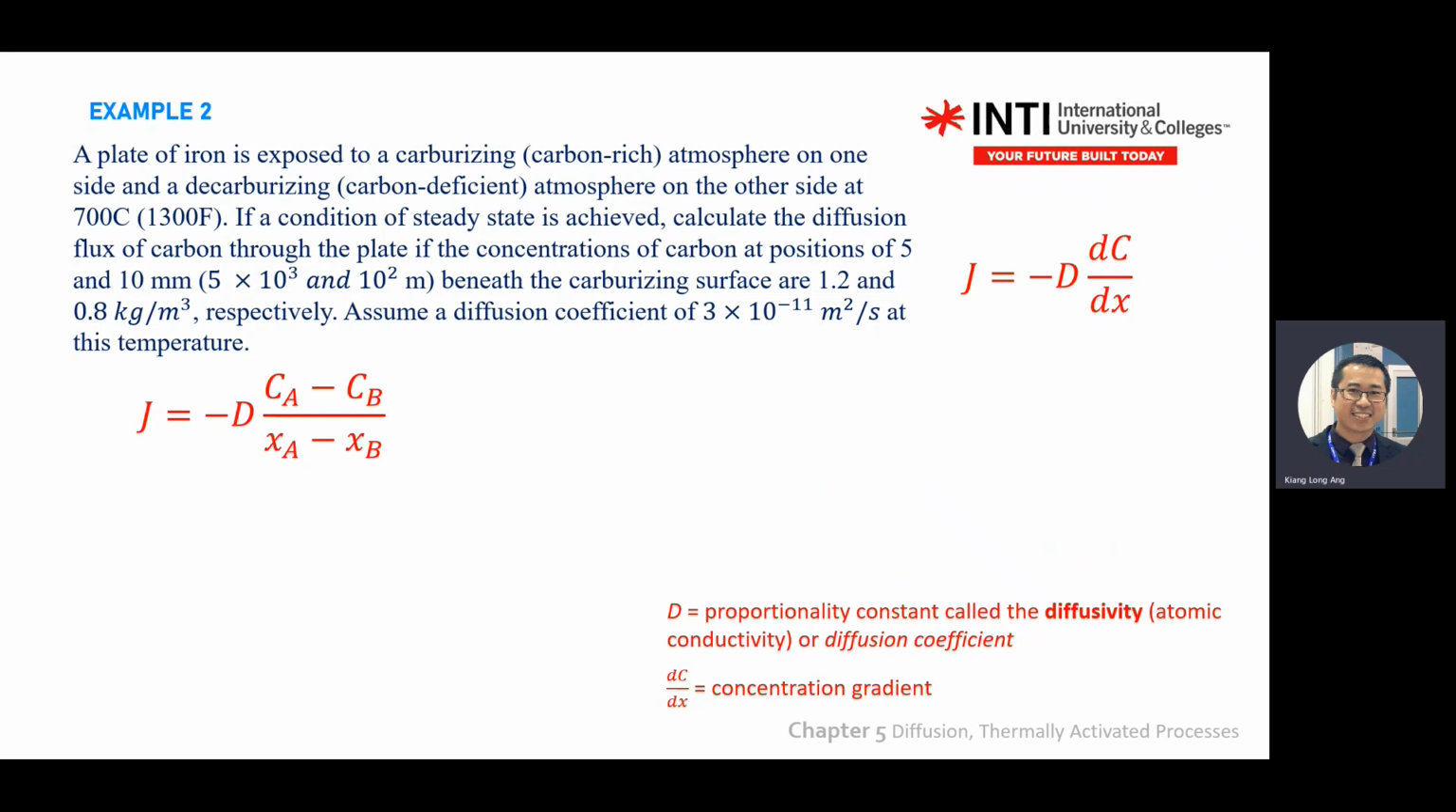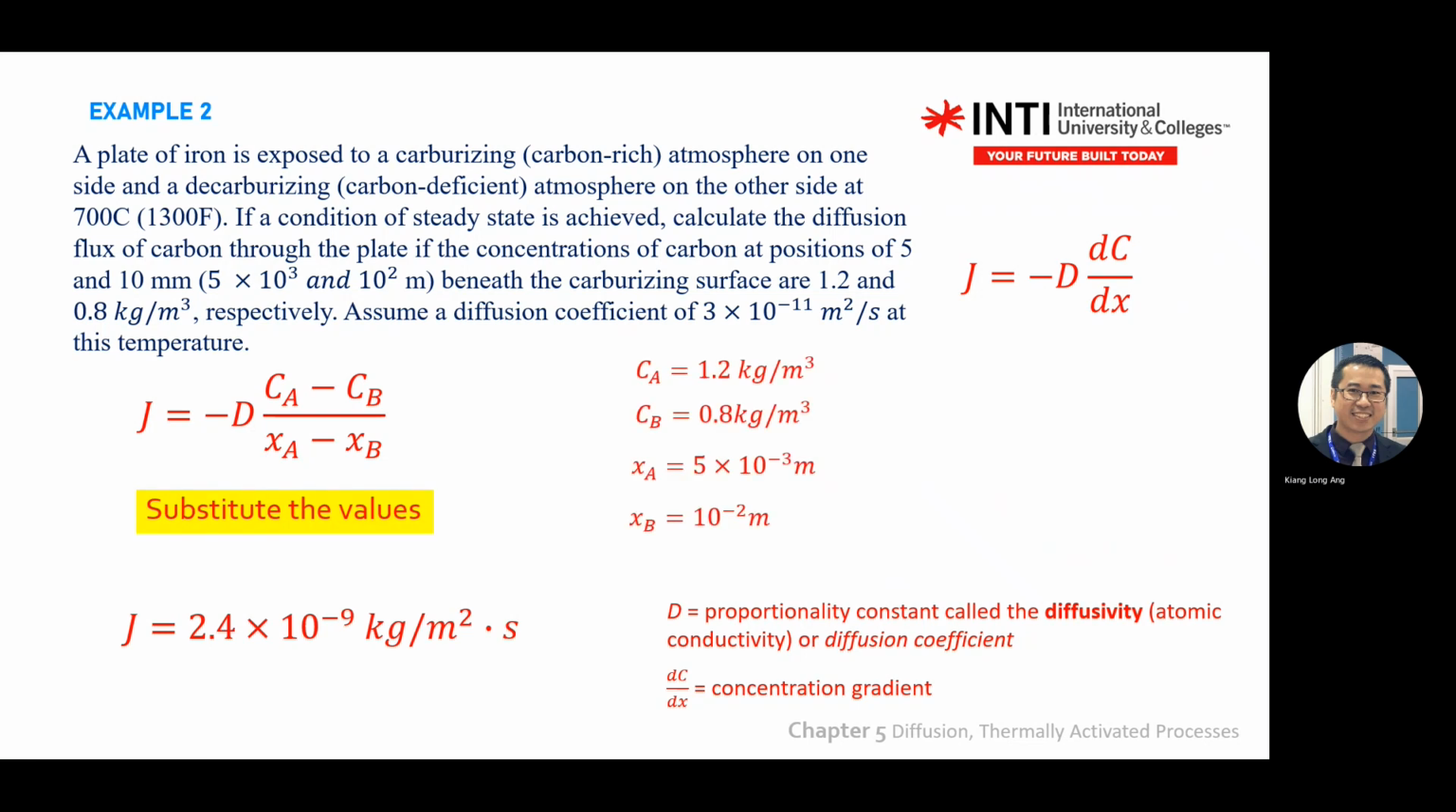All right, I draw something on the whiteboard here. So A, B. You have X_A, you have X_B. So you have concentration A, you have concentration B. All right, the information was given there. So C_A is 1.2.